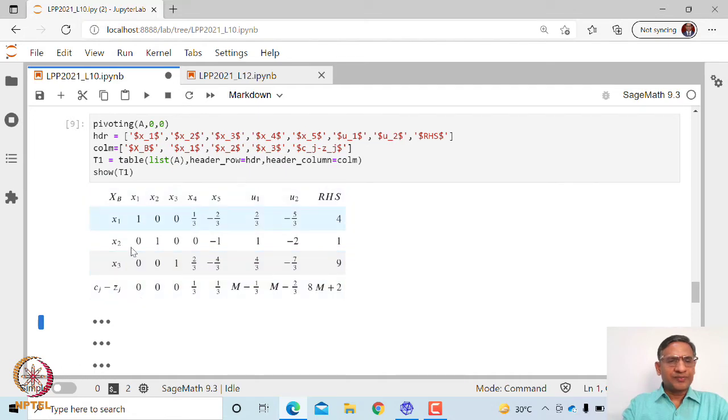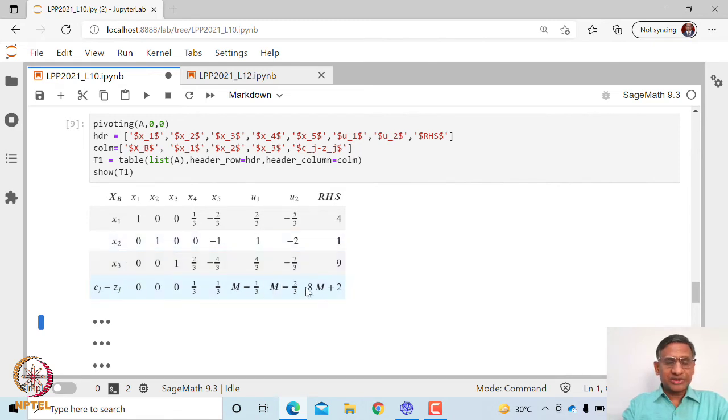Now you can see here, the basic variables are x1, x2, x3. Non-basic variables are x4, x5, u1 and u2. And all the values in the reduced cost coefficients have become non-negative, because this is m plus -1 by 3, which will be positive for large M, and here capital M is also positive for large M, and the value of the objective function will be 2. Right. So we have obtained the optimal solution.